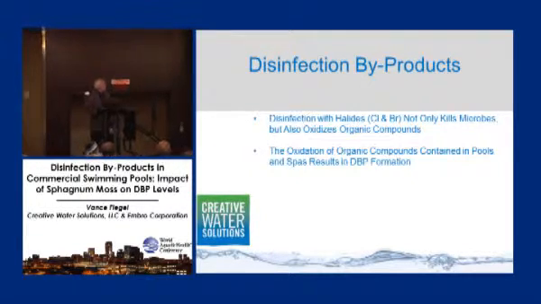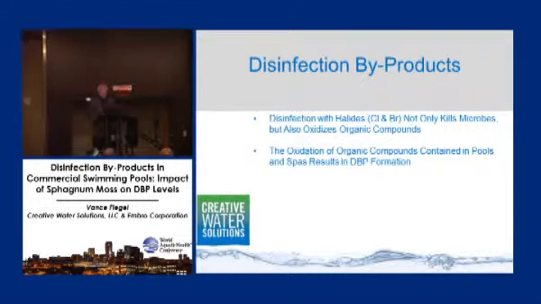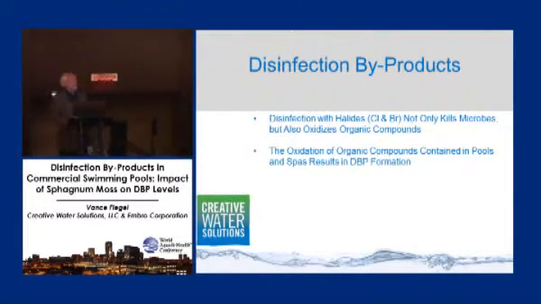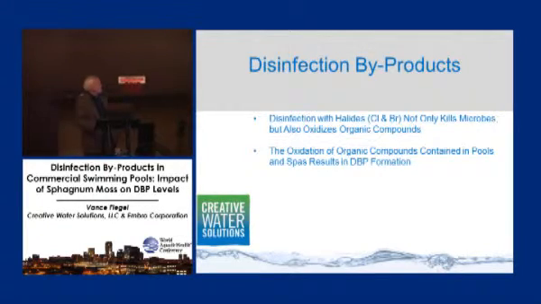As we all know by now, disinfection byproducts come from the reaction of primarily chlorine, since we're talking about commercial pools, as it oxidizes organic compounds. This oxidation of organic compounds results in disinfection byproduct formation. Ultimate oxidation actually takes it down to a one-carbon compound, such as chloroform.